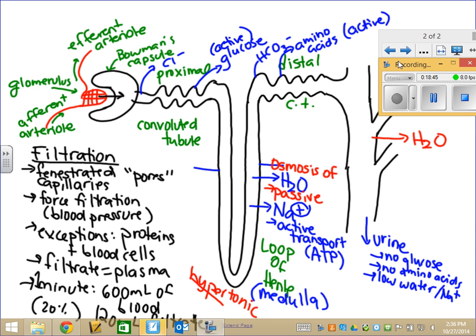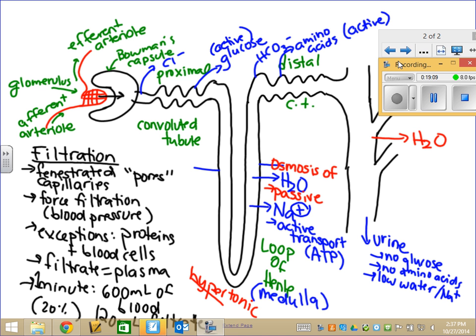reabsorbed. If I were to show you an example where the person had the same amount of glucose at the end of the nephron as they did in the initial filtrate, well, that would be a problem. That would be indicating that that person was not reabsorbing glucose, or that they had so much glucose in their system that their body couldn't reabsorb it.